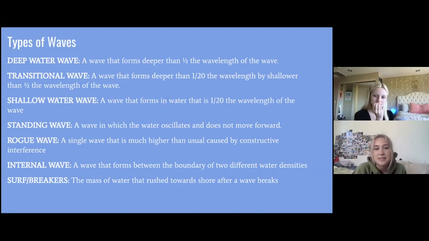A rogue wave is a single wave that is much higher than usual and is caused by constructive interference. An internal wave forms between the boundary of two different water densities. And a surf or breaker is the mass of water that rushes towards the shore after a wave breaks.